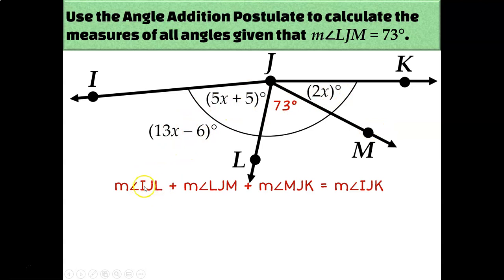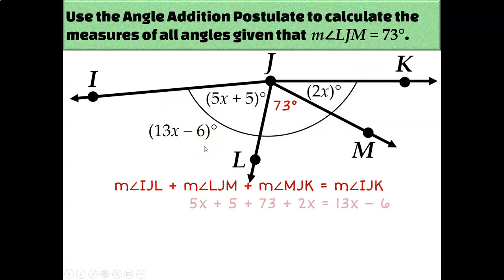First, I need the measure of angle IJL. Well, IJL has two different expressions in it. Which one do you use? Yep, 5x plus 5 degrees, because that's the one that's at the vertex of that angle, whereas the 13x minus 6 is attached to this arc, which implies is the measure of angle IJK, the whole thing.